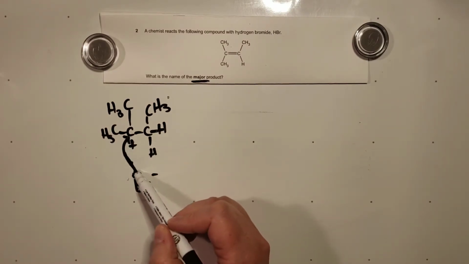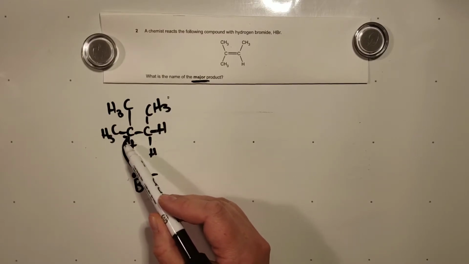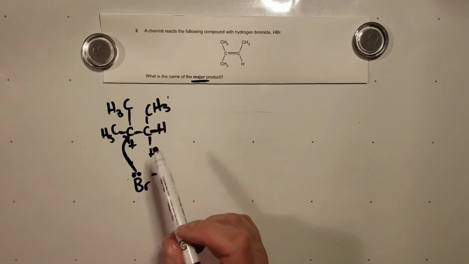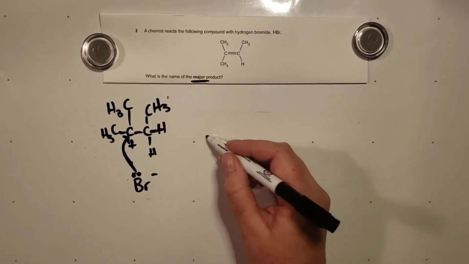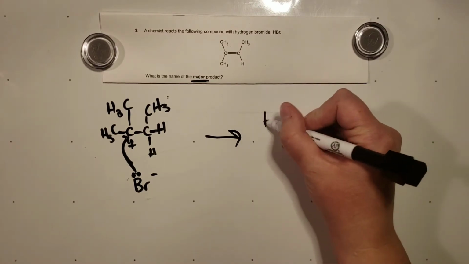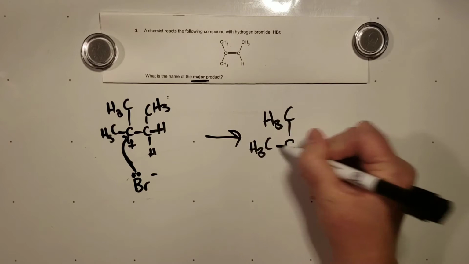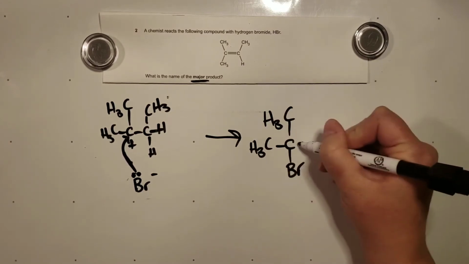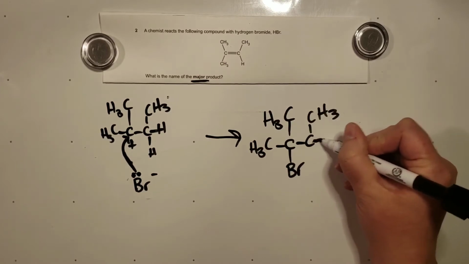So same thing with the end of the arrow. Don't be sloppy with the arrowhead either. Make it very, very clear where you're pointing the arrow to. So it's going to that carbon. So our major product there is Br. The rest is staying the same.